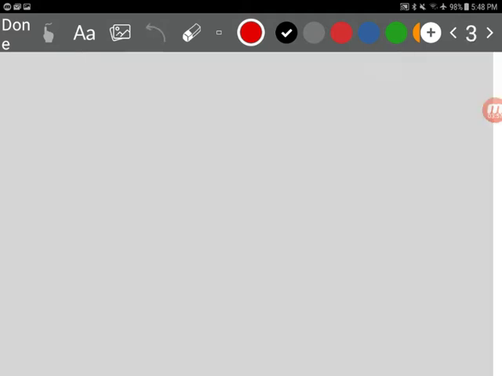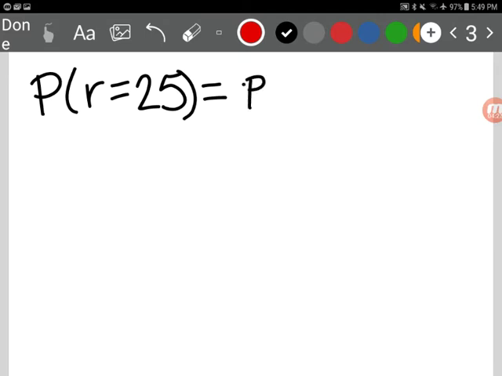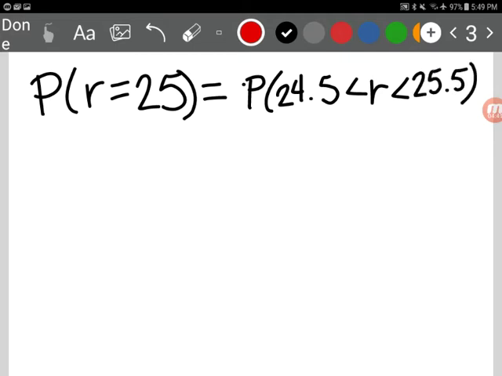So how do I set up that probability? We're going to say P of r equals 25. When I have equal, I do need to set some parameters, so that when I input it in Desmos, or if I was to use my z-score table, I know where to find the information. Basically, you need to find an upper and lower bound. We have the probability that 24.5 is less than r, and we know r is 25, that's the given, less than 25.5. We're basically saying that 25 is between 24.5 and 25.5.